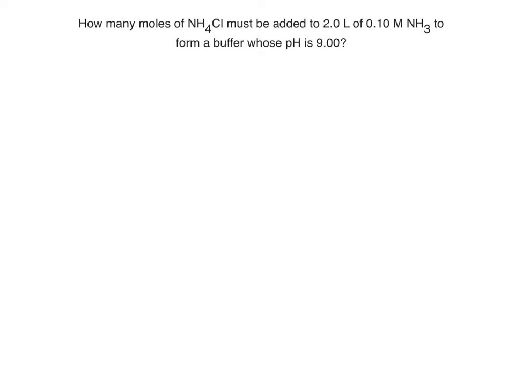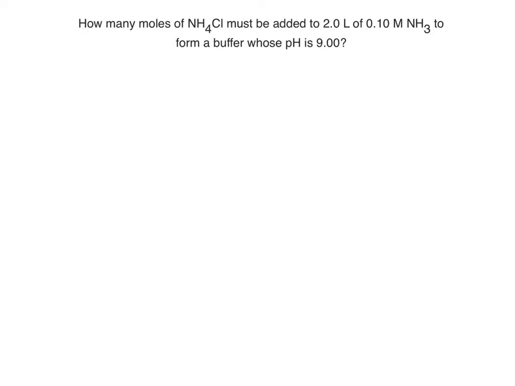Okay, this is a problem on how to prepare a buffer. So the question is how many moles of NH4Cl must be added to 2.0 liters of 0.1 molar NH3 to form a buffer whose pH is 9.00.